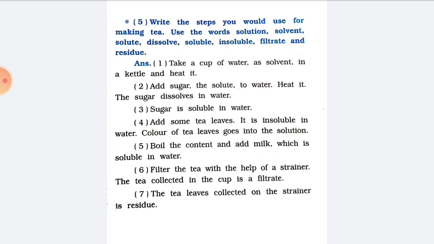Answer number 1. Take a cup of water as solvent in a kettle and heat it. Number 2. Add sugar, the solute, to water, heat it. The sugar dissolves in water. Number 3. Sugar is soluble in water. Number 4. Add some tea leaves. It is insoluble in water. Color of tea leaves goes into the solution. Number 5. Boil the content and add milk, which is soluble in water. Point number 6. Filter the tea with the help of a strainer. The tea collected in the cup is a filtrate. Number 7. The tea leaves collected on the strainer is residue.